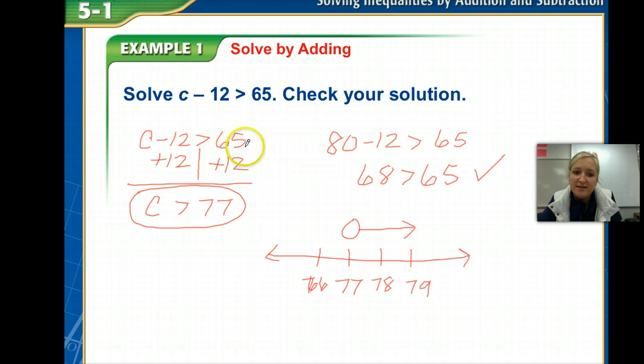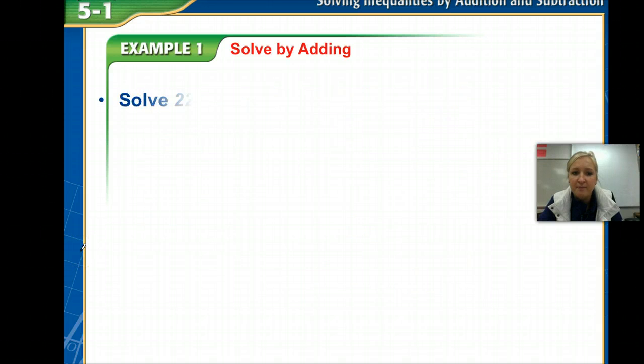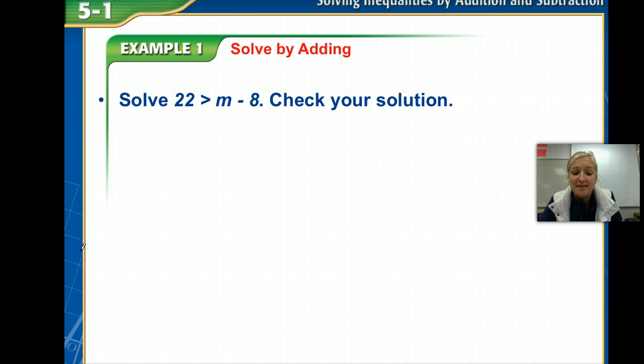So if the variable is on this side when I solve the equation, you'll see that I always flip it back because I always want to make sure that my inequality symbol matches my arrow when I'm graphing. So let's move on. We have 22 is greater than m minus 8. So this is exactly what I was just talking about. 22 is greater than m minus 8.